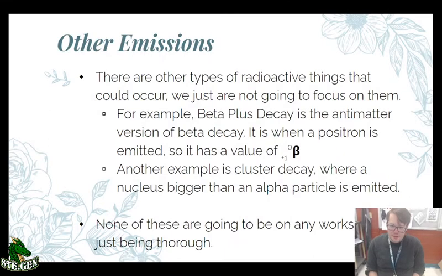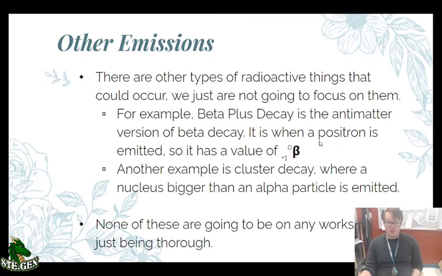There are other types of radioactive emissions other than what we just mentioned. We're not really going to talk about them. One example would be beta plus decay. It's the antimatter version of beta decay, so it's a positron instead of an electron. If you're thinking, I only know what half of those words mean, don't worry. This isn't going to be on the test. But its symbol would be 0 and a +1 on the bottom.